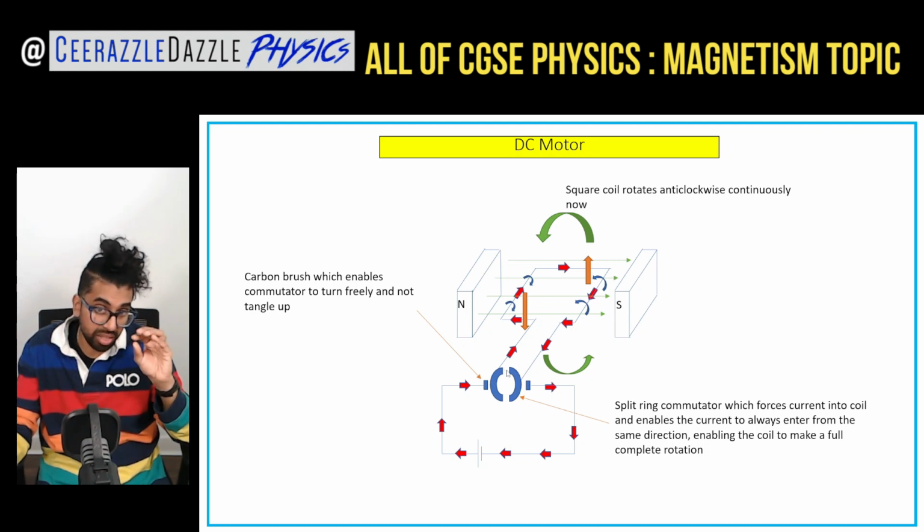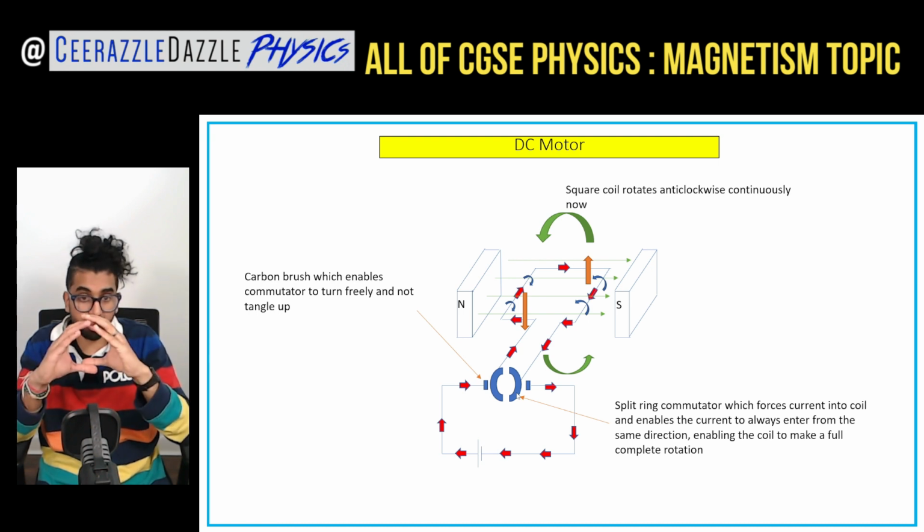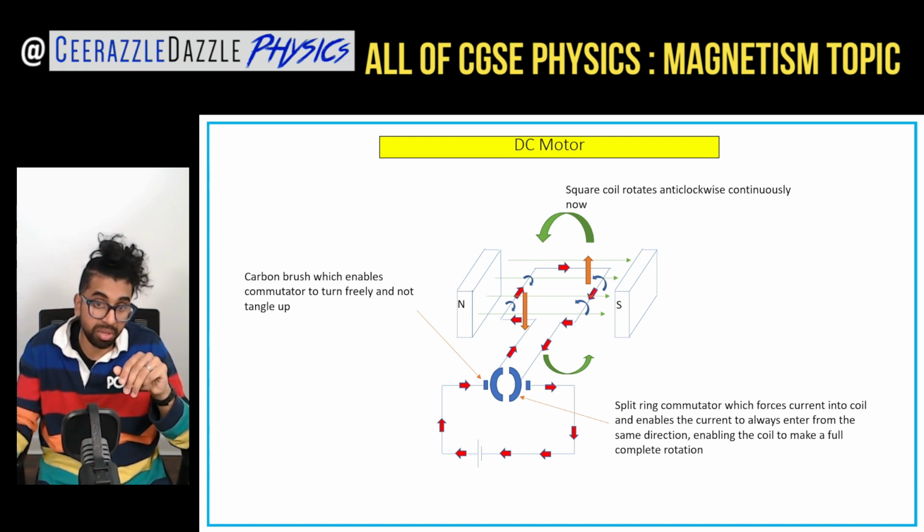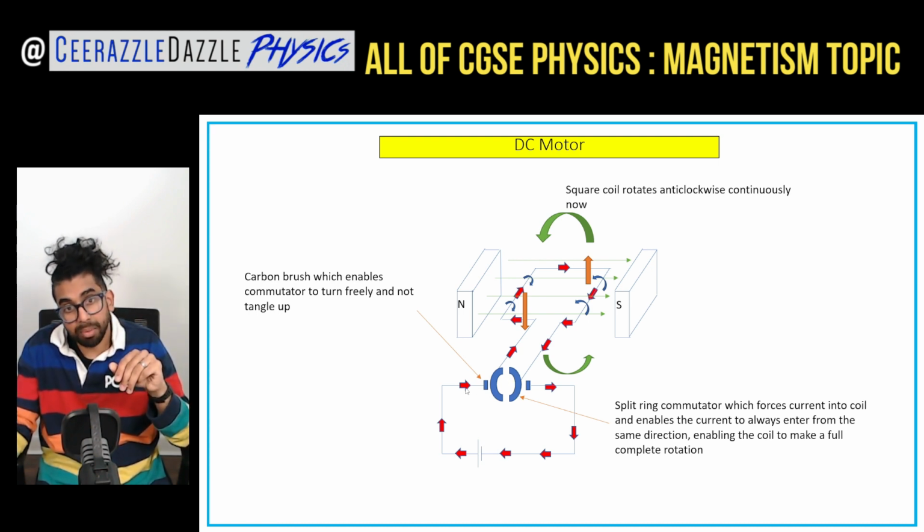So first of all, there is a split ring commutator over here. So imagine a ring which has now been split. That's going to be the split ring commutator. And then there's a carbon brush over here. So current's going to pass in from this side and going to enter via the carbon brush.